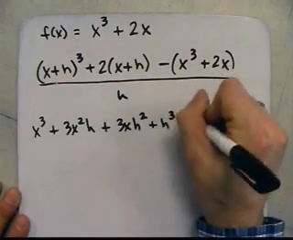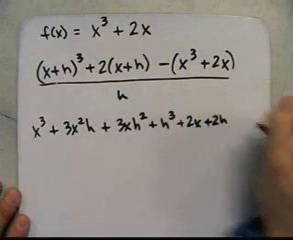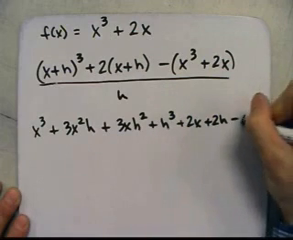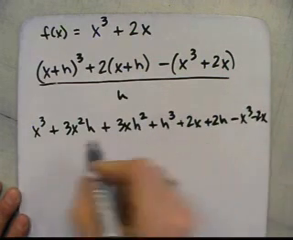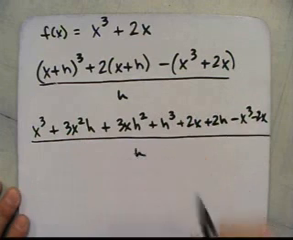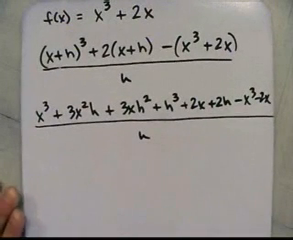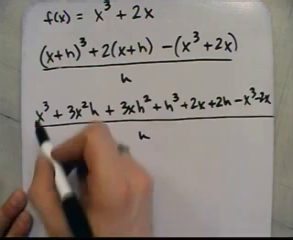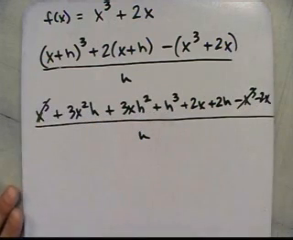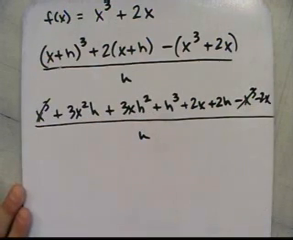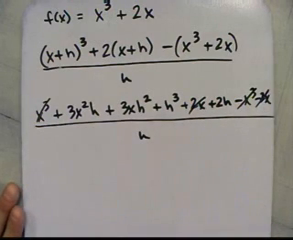Distribute the 2, so you've got plus 2x plus 2h. And then minus, distribute the negative, so it's x to the third minus 2x. And all this is divided by h. Let's see what cancels. Not everything's going to cancel here, but some stuff cancels. Looks like my x cubes cancel, so those are gone. Anything else? My x's, so I've got 2x and a negative 2x.